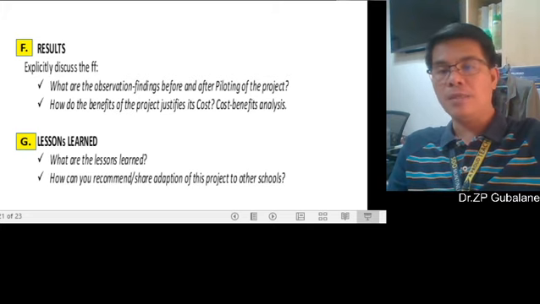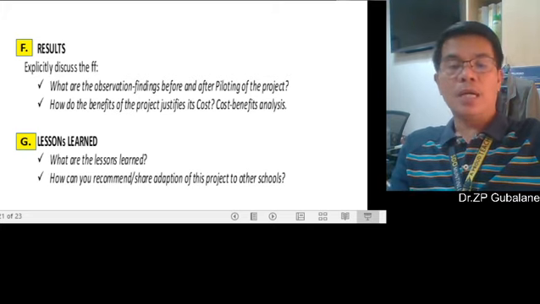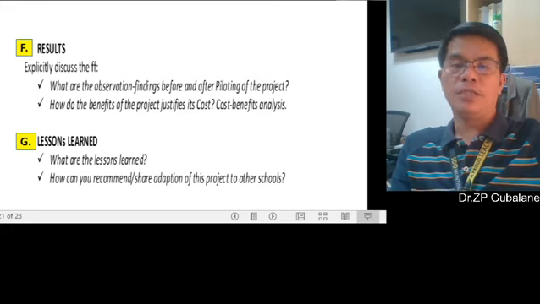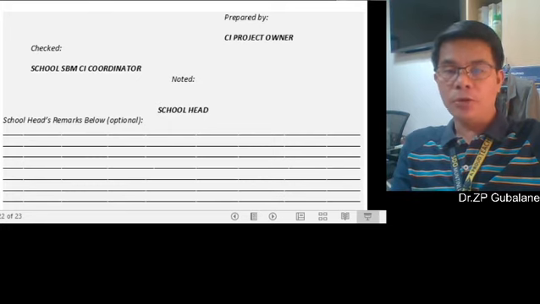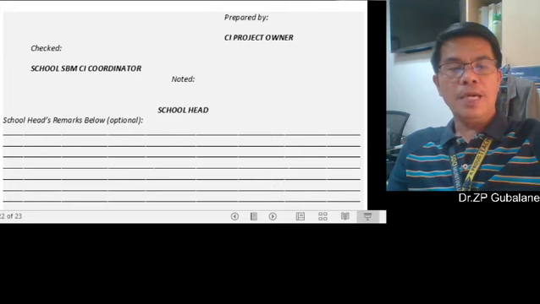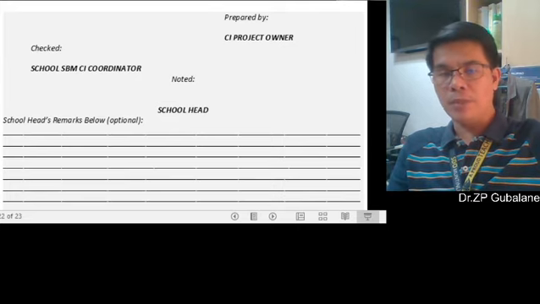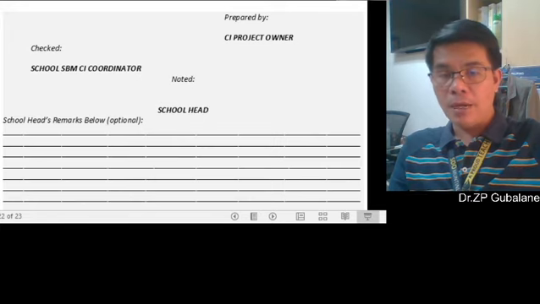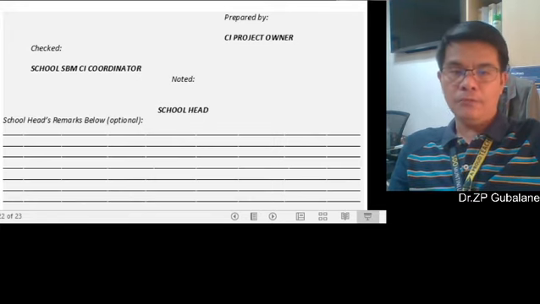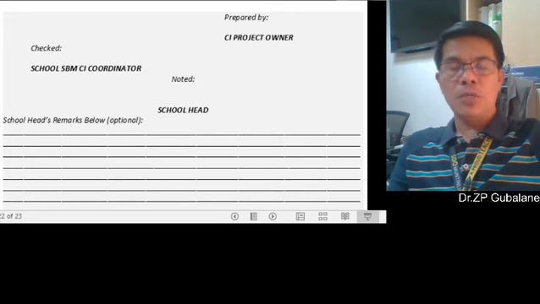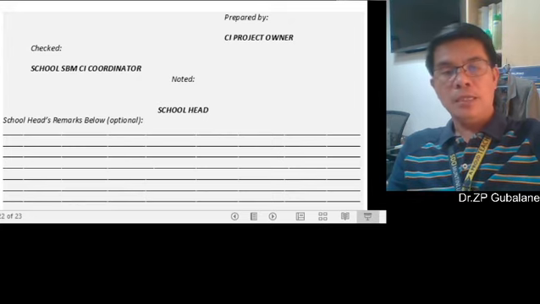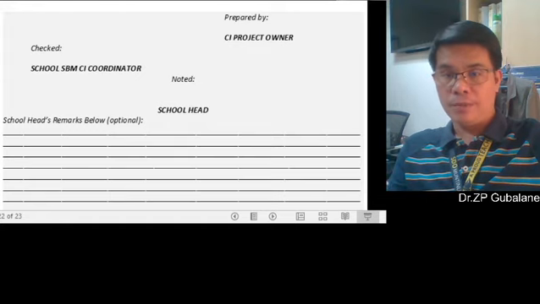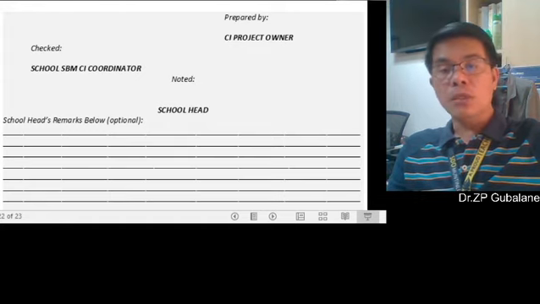Yan. Ano ang mga natutunan? Okay? Ano ang mga values learned? Kwento lang siya. Just tell the story. And then, prepared by, of course, you as the project owner. And then, damay mo na dyan ang SBM coordinator because everything is under the umbrella of school-based management. And then, of course, your school head should also have a copy of that, and everything about your own project. Remember, CI is a school project.